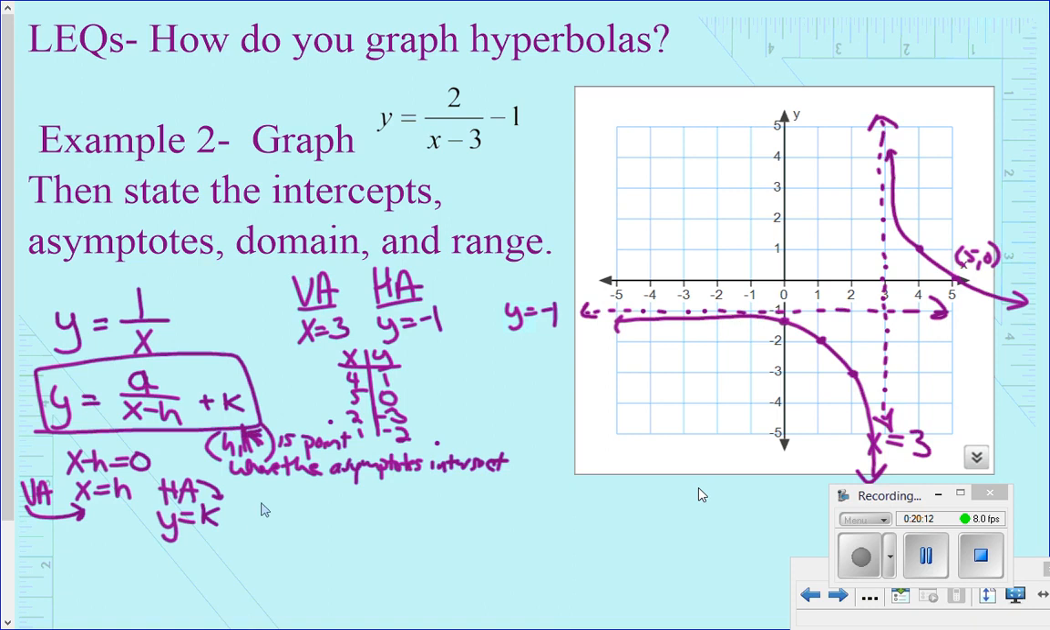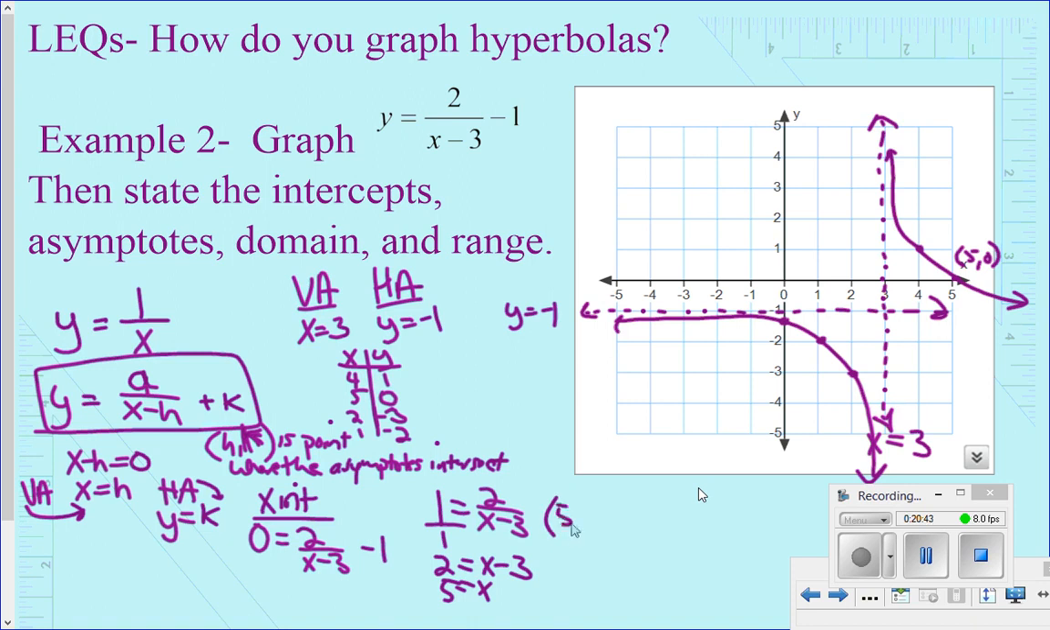So let's go ahead and confirm, algebraically speaking, that our x-intercept is (5, 0). For the x-intercept, we're substituting 0 in for y into the equation and solving for x. We're going to add 1. So 1 equals 2 over x minus 3. I can see that's a proportion. I can cross multiply that. So 2 is equal to x minus 3. And solving, x is equal to 5. So we've just confirmed (5, 0) is the x-intercept.